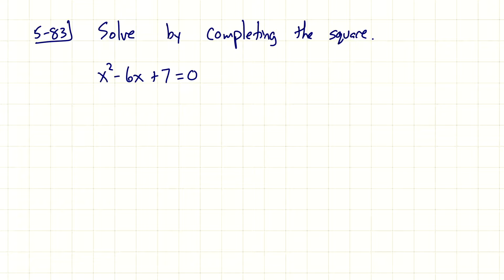So here we have our equation, x squared minus 6x plus 7 equals 0. First step was to see the a value. The a value is 1, so we don't have to do anything. The next step was to rewrite this. So I'm going to subtract 7 from both sides. And so we're going to rewrite it as x squared minus 6x equals negative 7. So that was the form that we needed it to be in.